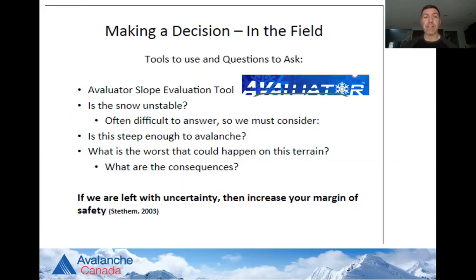So once again, in the field, we can use the evaluator card, and we're actually going to do that while we're out on the ground. We'll get the card out and look at the terrain and go, right, what do you think? Would you go? Wouldn't you go? And we'll actually do that.